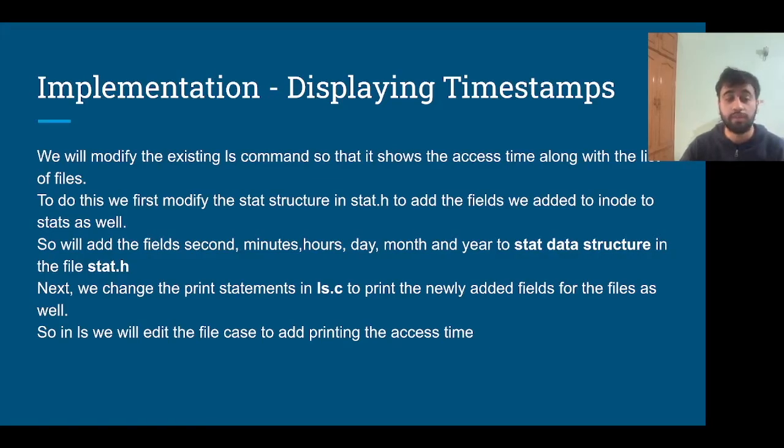So first of all, we will modify the existing ls command in order to show the time along with the name of the files. So we will first modify the stat structure similar to what we did for inode and dinode. Like we will add the time parameters such as seconds, day, month, year, and all these in the stat data structure. Next, we will change the printing statement in ls.c to print newly added fields for files as well. So in ls, we will edit the file case and add the printing statement for the access time.